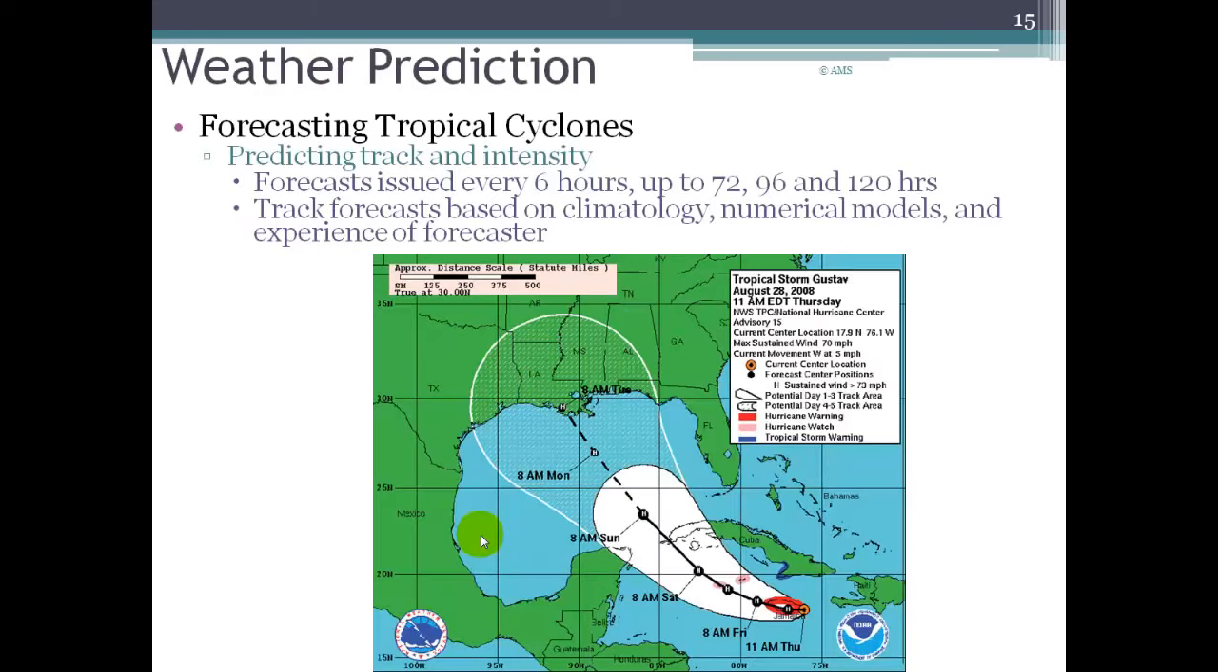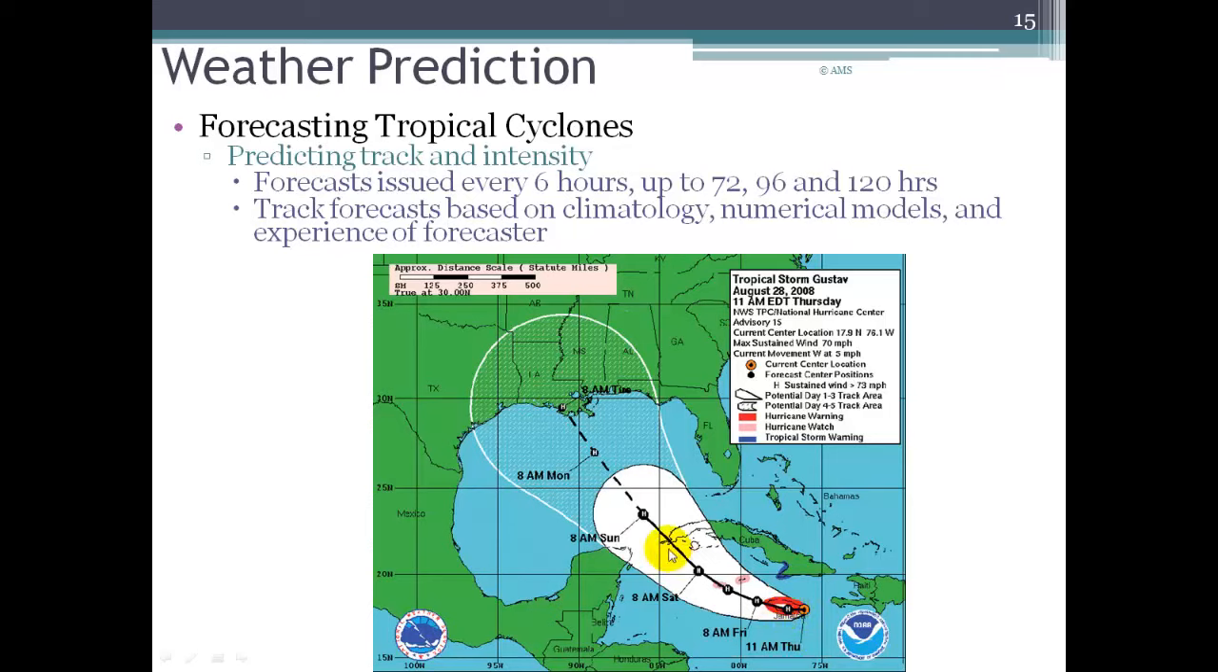Here's a weather map, a forecasting map for a tropical cyclone. And with these guys, we are predicting the track as well as the intensity. So the forecasts are usually issued every 6 hours up to 72, 96, and 120 hours. And the tracks are based on various different types of models and forecasts. So they kind of look at what the storm has done.